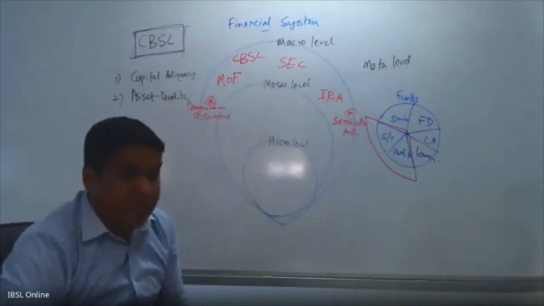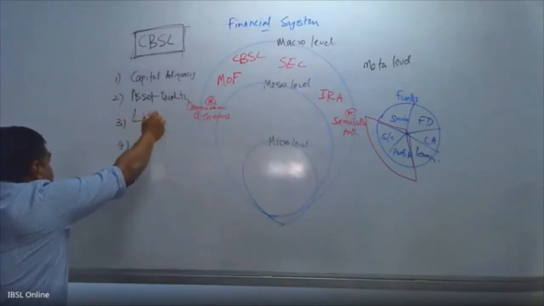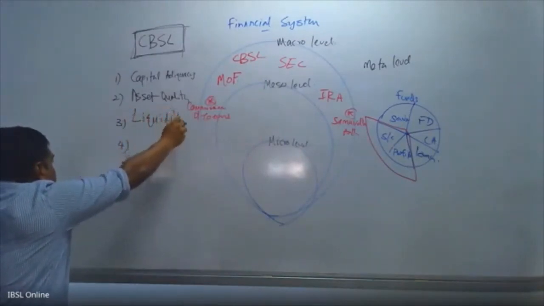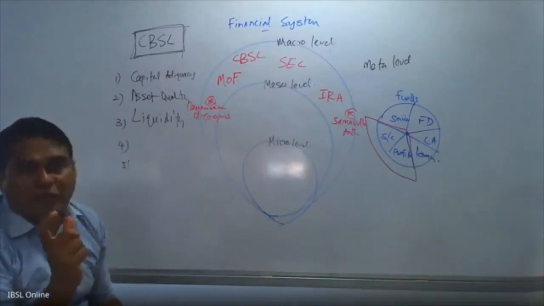The third aspect we call liquidity. You know liquidity. Liquidity is how much liquid money that bank has.